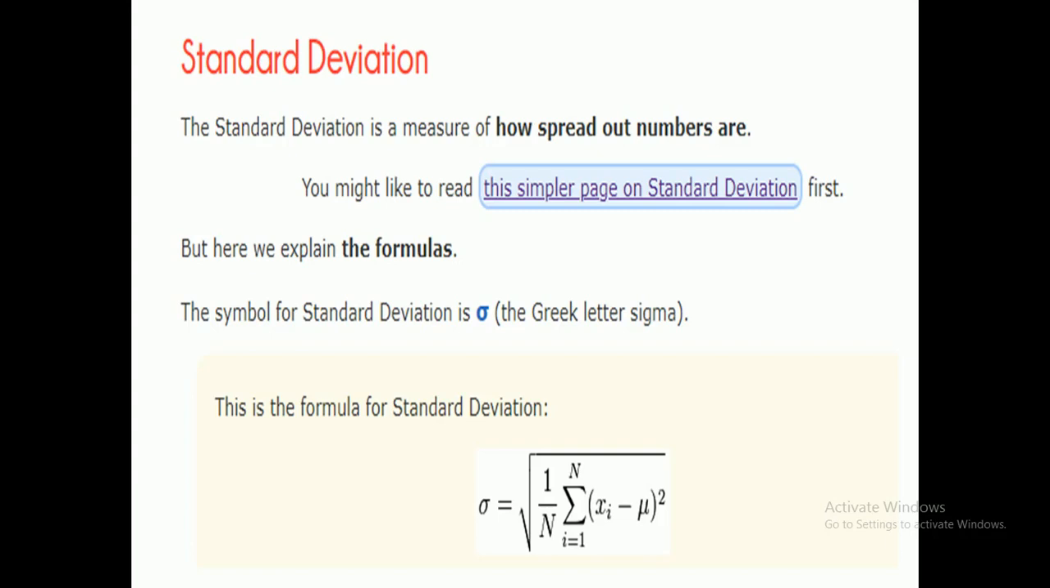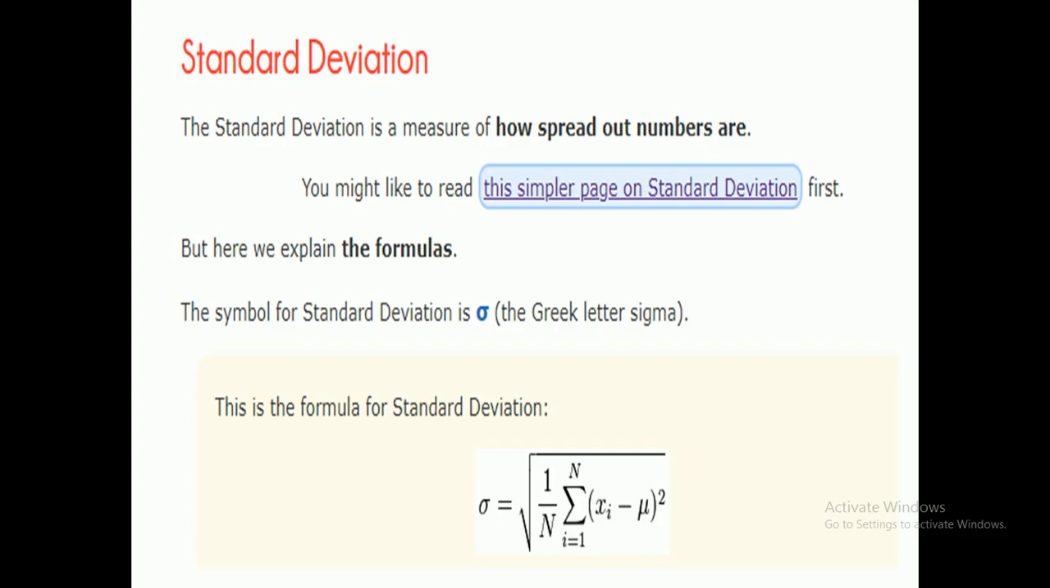Then what is standard deviation? Standard deviation I have already displayed on this screen. The standard deviation formula is the square root of 1 by n, summation of i from 1 to n, of (xi minus mu) whole square. What is mu here? Mu is mean. In this case mu is mean. Right? Then what is xi? Xi are elements.